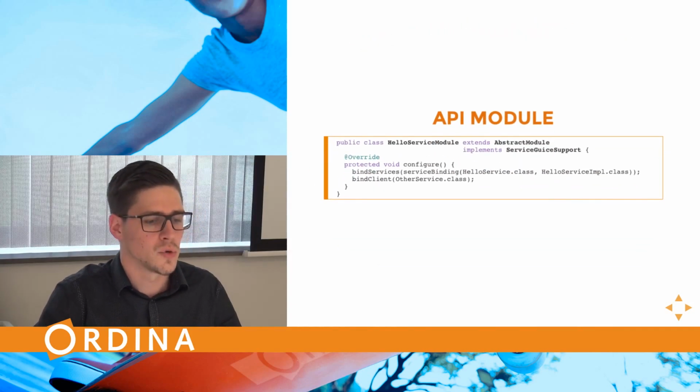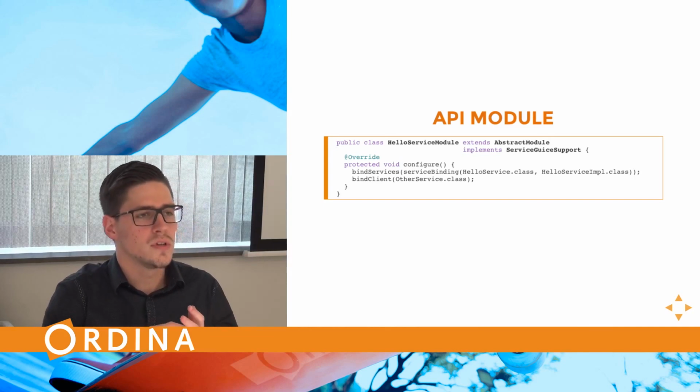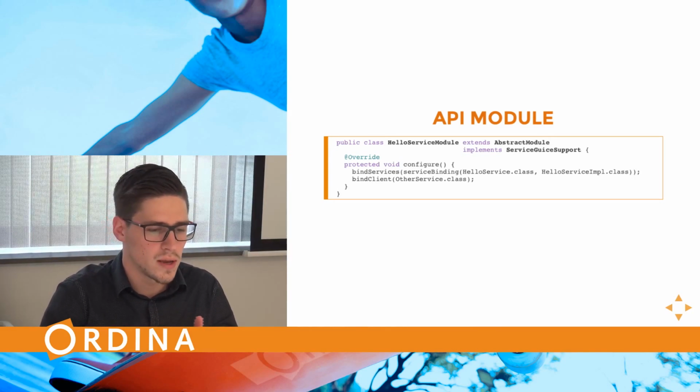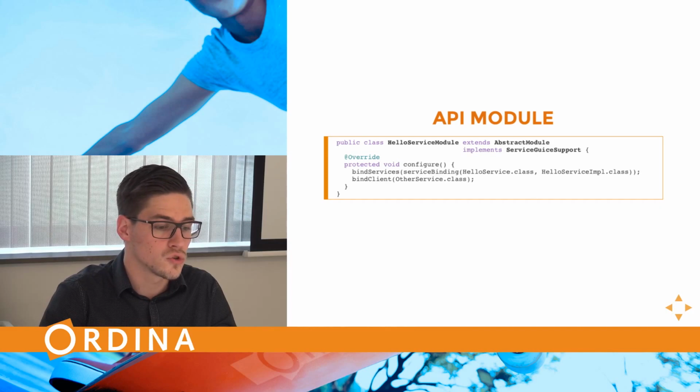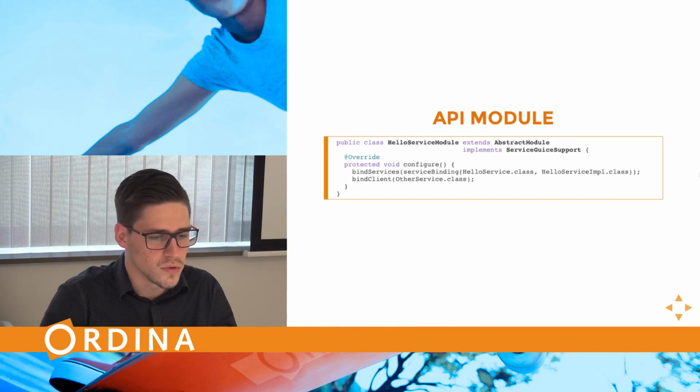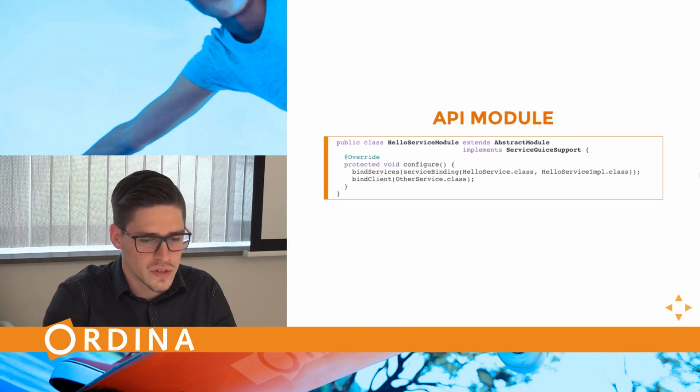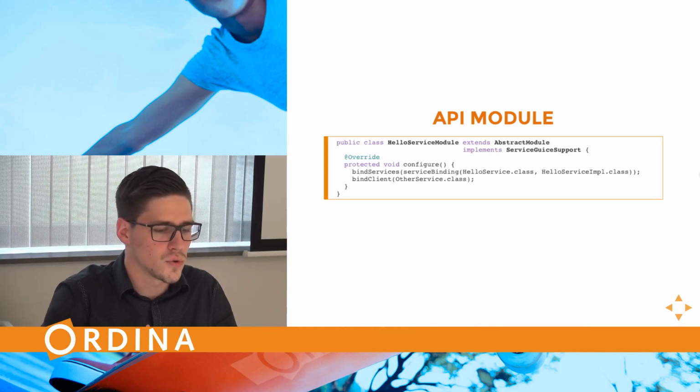Then we have the API module. So the API module is actually part of Guice, and within this module you will bind the services within your microservice. And if your microservice uses a different microservice, you will also bind the client for that other microservice right here. In this case, you can see that we have bound the HelloService interface and the HelloServiceImpl, and then we've also bound a client for the other microservice.